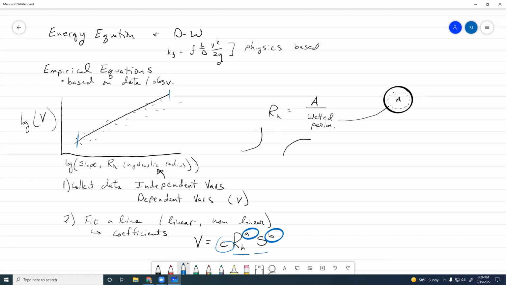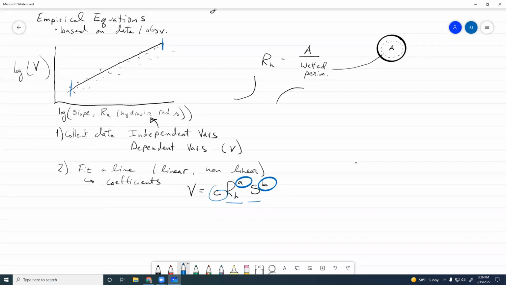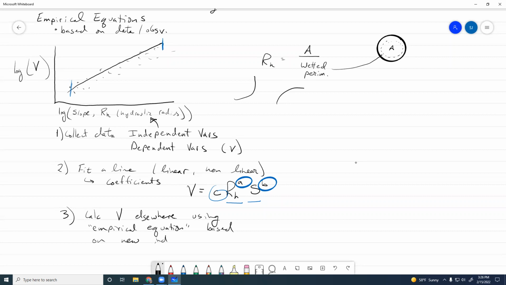This equation is bounded by our data. So we don't want to extrapolate beyond that. So we can calculate V or Q or whatever else elsewhere using the empirical equation from this statistical analysis based on new independent variable values and these coefficients.